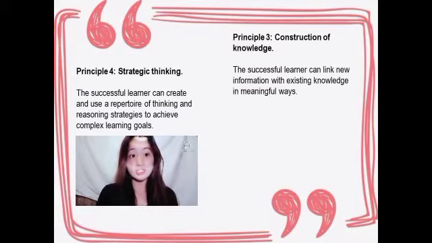Fourth one is strategic thinking, where the successful learner can create and use a repertoire of thinking and reasoning strategies to achieve complex learning goals. It is a mental thinking process applied by an individual in the context of achieving a goal in any circumstances. For example, you go on a trip and pack your things, thinking ahead and assuming what you need to take in case of bad weather, illness, losing documents, or money. That is how strategic thinking works.